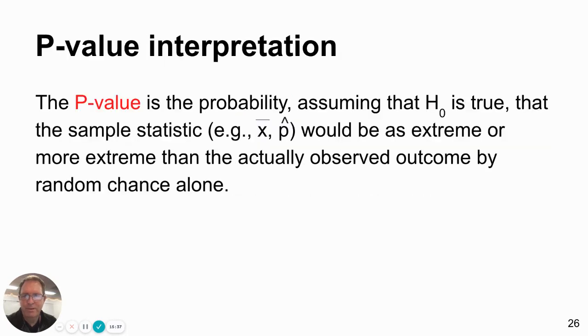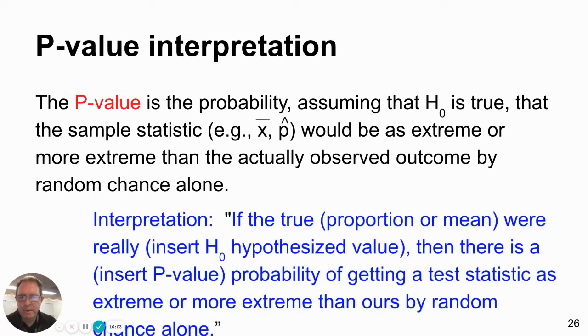Now let's turn to p-values, and this is something that gives students trouble. The p-value is the probability, assuming that the null hypothesis is true, that the sample statistics, such as x bar or p hat, would be as extreme or more extreme than the actually observed outcome by random chance alone. That is the interpretation of the p-value. And so if you are asked to interpret the p-value, and this could occur on our tests, on the AP exam, this is the format that I want you to use.